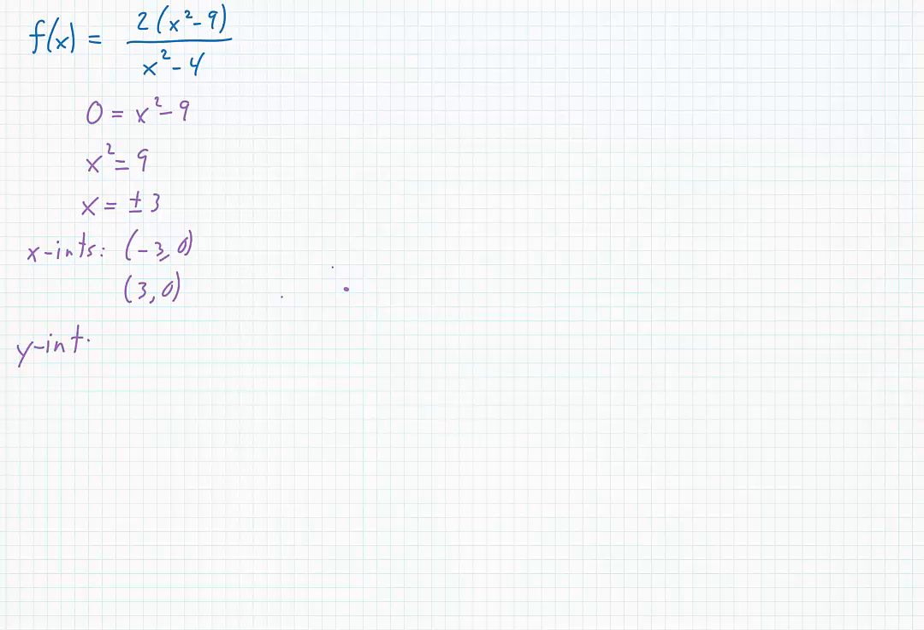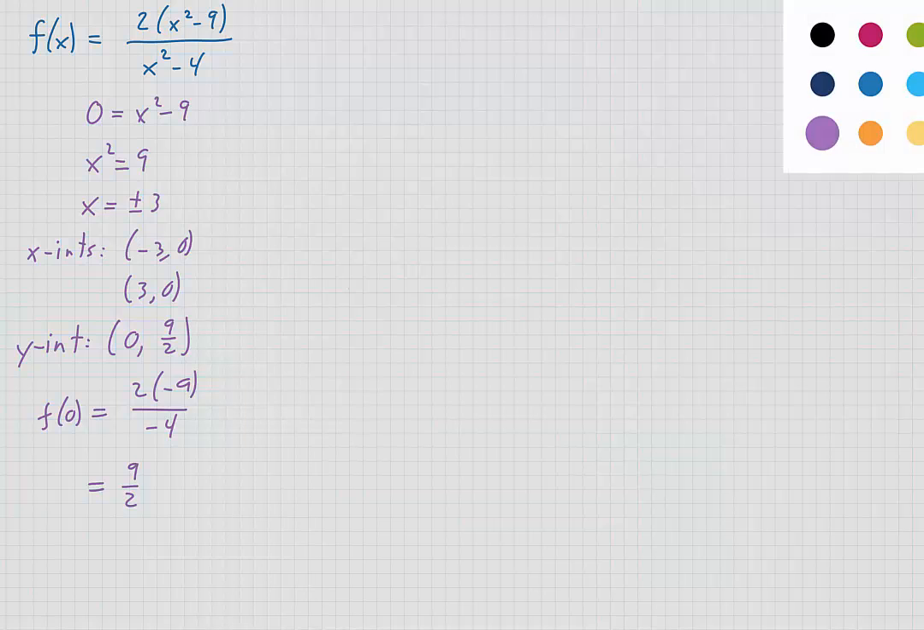The y-intercept will be what happens when we plug 0 in for x. So in this case, f of 0 is going to equal 2 times negative 9 divided by negative 4. And if you simplify that, you'll get 9 halves. So we'll have a y-intercept at the point 0 and 9 halves.